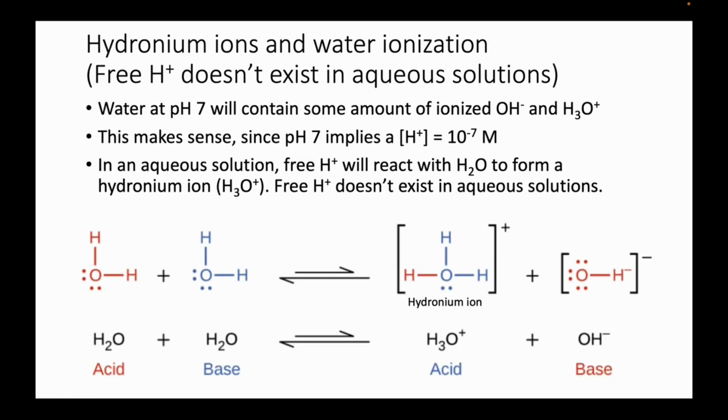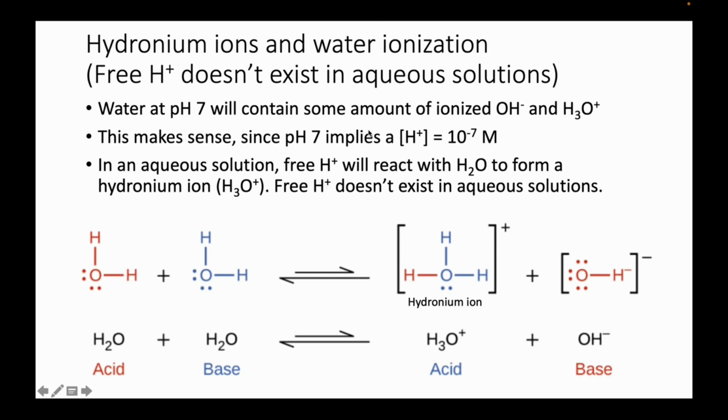I want to talk about the way this applies to water. Water at pH 7 will contain some amount of ionized OH and H3O+. This makes sense, right? Because to have a pH, you have to have some concentration of H plus ions, and we know the pH of water is hypothetically 7, so it tells us the concentration of H plus ions is 10 to the minus 7th molar.